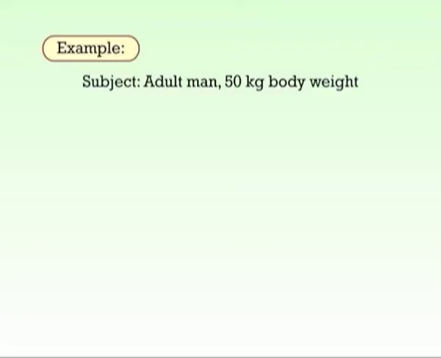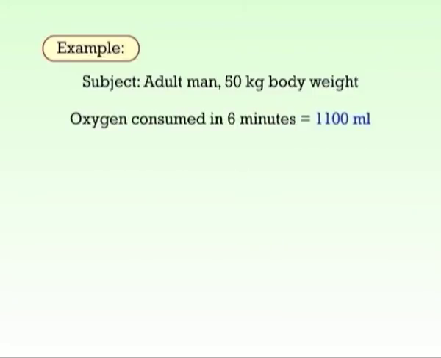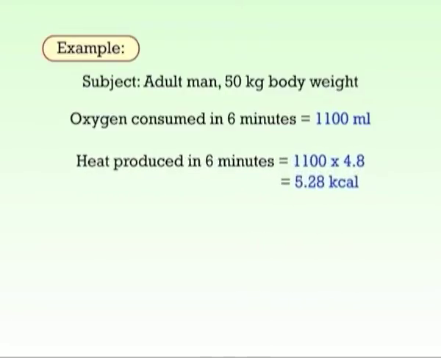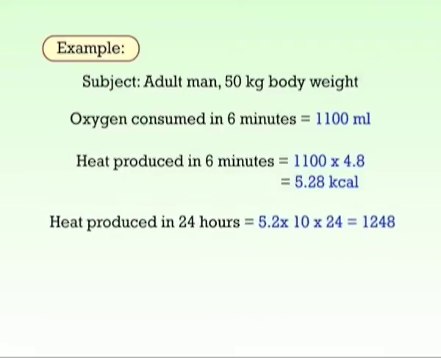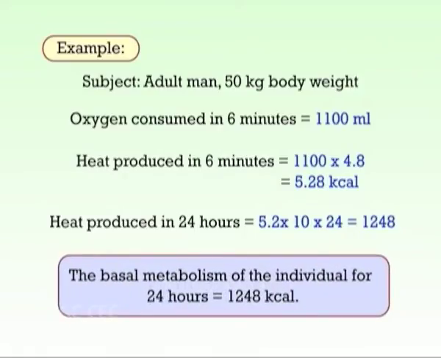Let's have a look at the example. When the subject is an adult male with a body weight of 50 kg, oxygen consumed in 6 minutes is equal to 1100 milliliter. So, heat produced in 6 minutes is equal to 1100 into 4.8, which is equal to 5.28 kilocalories. Therefore, heat produced in 24 hours is equal to 1248. Therefore, the basal metabolism of the individual for 24 hours is 1248 kilocalorie.